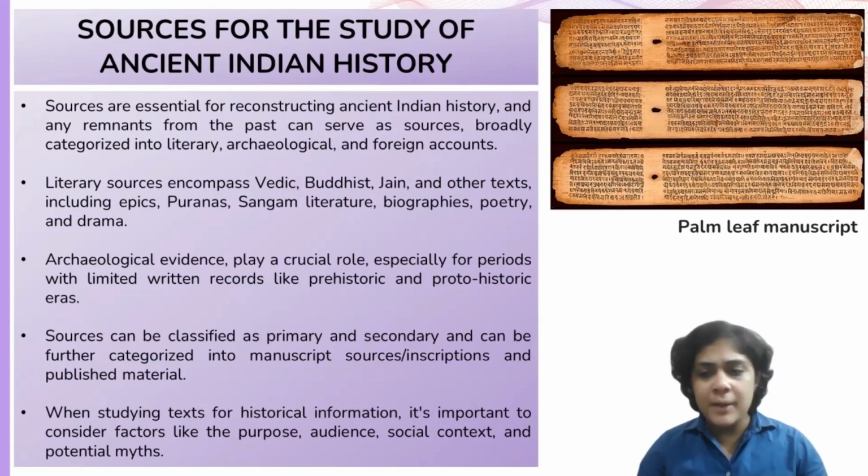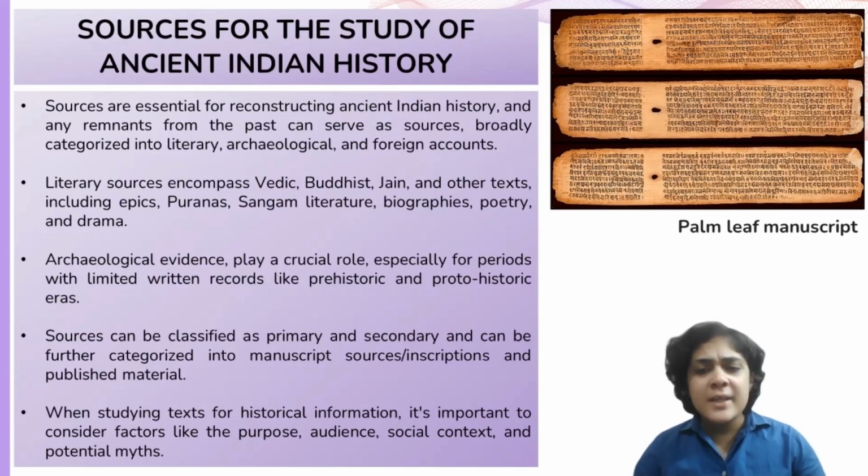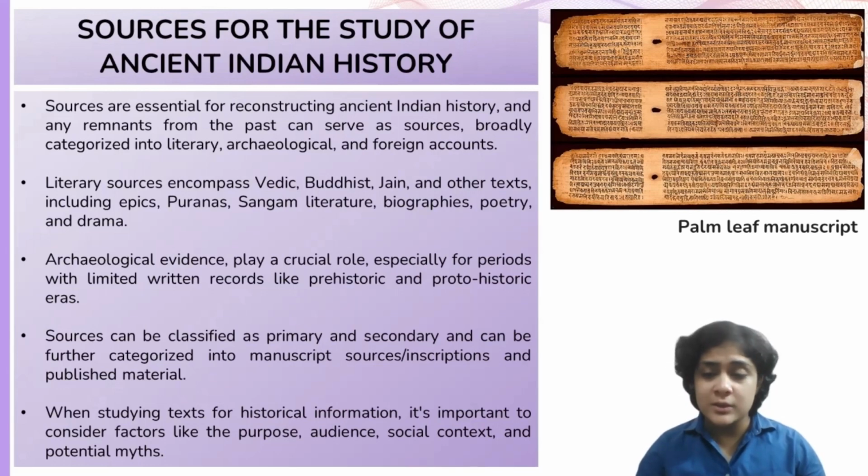Secondary sources are based on primary sources and are used by subsequent researchers in their historical works. Primary written sources are divided into manuscript sources or inscriptions and published materials. Careful examination of the purpose and intended audience of these records is crucial when using them as historical sources. When studying texts for historical information, several critical aspects must be considered. Upinder Singh has pointed out if a text was composed within a specific time frame, it is relatively straightforward to use as a historical source.